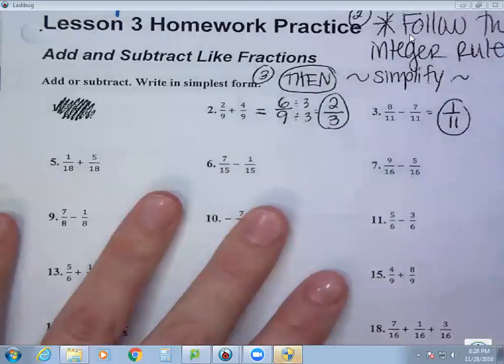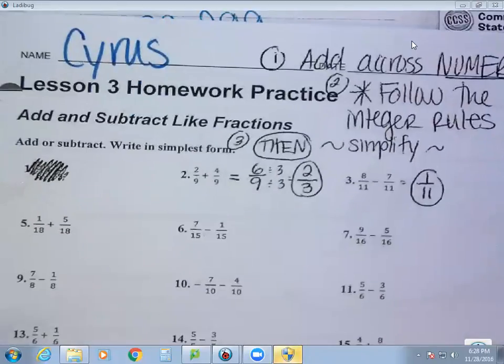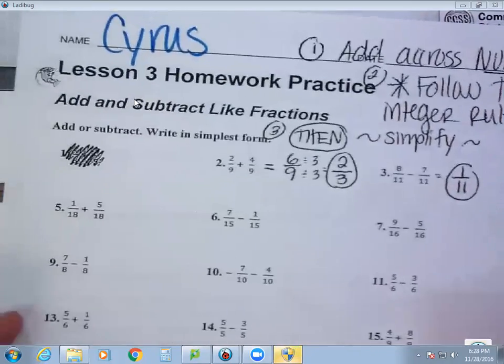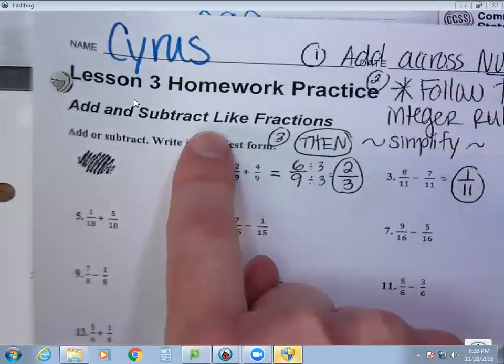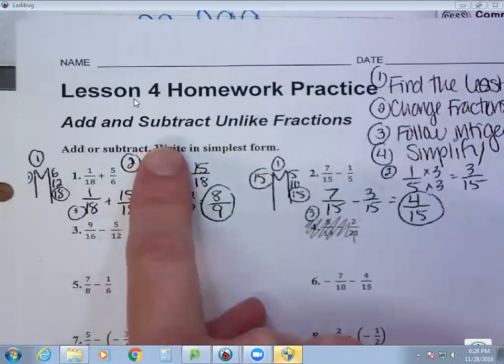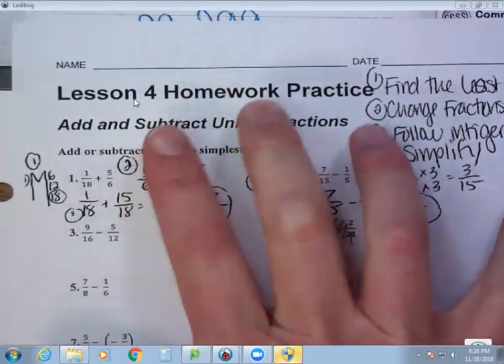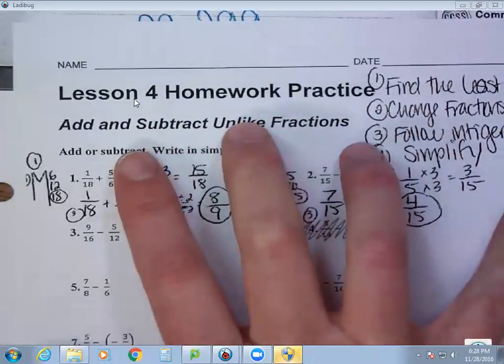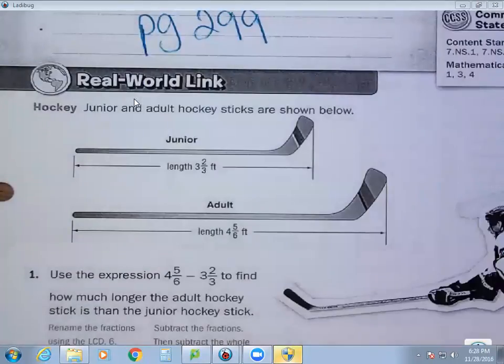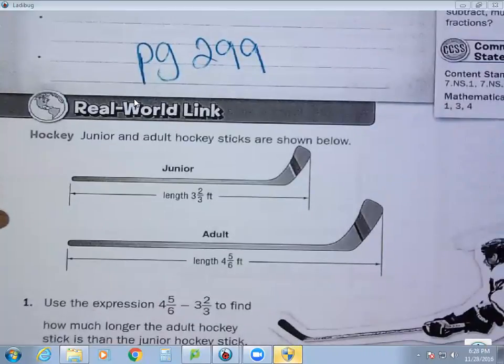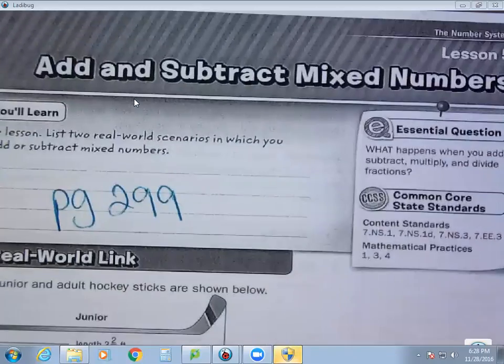All right, everybody. If you haven't already, please take out this lesson 3 homework practice with add and subtract like fractions and add and subtract unlike fractions. So our lovely substitute can collect that from you. It needs to be out on your desk. And you should be turned to page 299 on add and subtract mixed numbers.